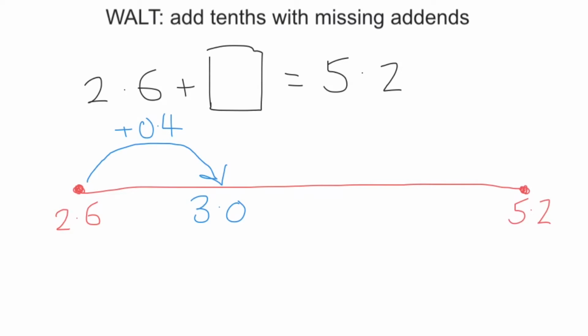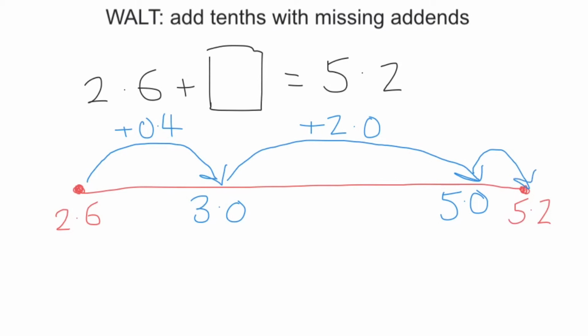Now the next jump, I'm going to jump almost all the way to 5.2, still going to keep it nice and tidy, and I'm going to end up at 5.0. So to get from 3.0 to 5.0, we are adding 2, or 2.0. Same thing. Now I've got one last jump to make. We're going to go from 5.0 to 5.2. How much have I added to jump from 5.0 to 5.2? I have added 0.2. That 0 is very important because we're working with tenths on this last one.